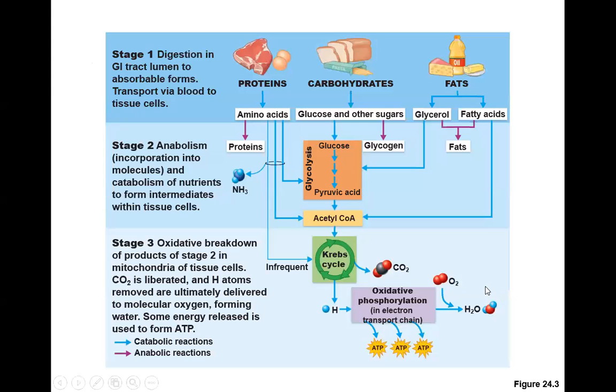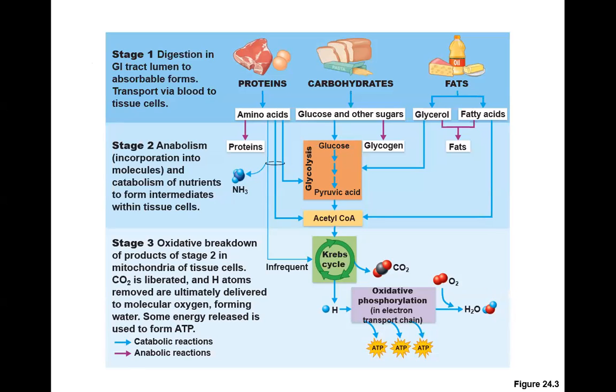So, if you're visual, this is a nice little chart. It looks busy, but it's not too bad. Digestion at the top: proteins, carbs, and fats. Proteins are broken down to amino acids, and we take those amino acids in the cytoplasm and build them back up into new proteins for us.